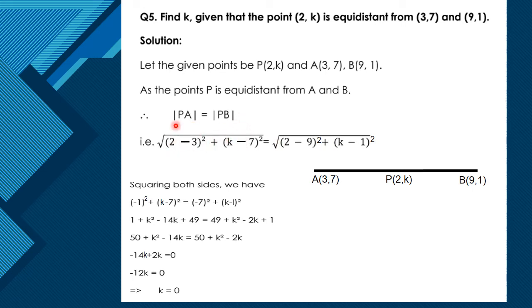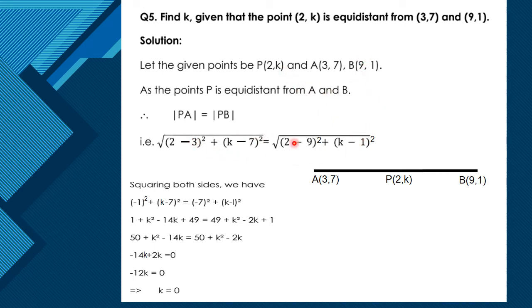So it will give you the square root of (2 minus 3) whole square, as the coordinates of points P and A are these. The difference of the x coordinates would be (2 minus 3) whole square and the difference of the y coordinates would be (k minus 7) whole square. Similarly, on the right side, we have to find the distance PB. It would be equal to the square root of the difference of the x coordinates squared, that is (2 minus 9) whole square, and the difference of the y coordinates squared, that is (k minus 1) whole square.